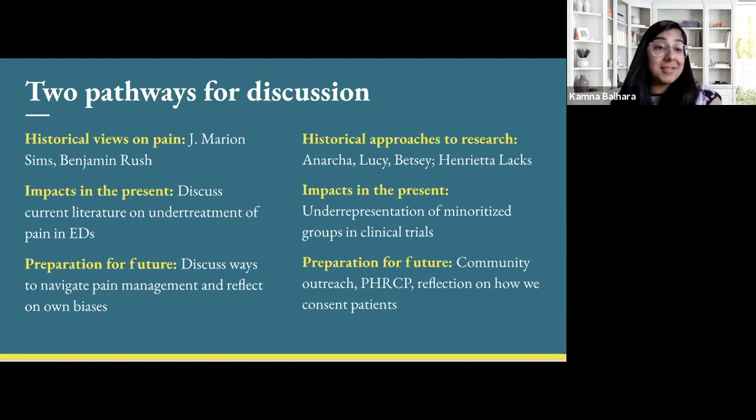Or if you wanted to use this and talk about research and how in the past, progress in medicine has been made without consent when it comes to women like Anarcha, Lucy, and Betsy, or Henrietta Lacks, and transition to talking about current research where persistent underrepresentation of minoritized groups in clinical trials exists, and preparing for the future. What can our residents and researchers do? Community outreach, research along the public health critical race praxis, reflecting on how we even consent patients, not just for studies, but even just for procedures, and what biases or assumptions might go into those conversations. So really a very rich vein of discussion just from an image.